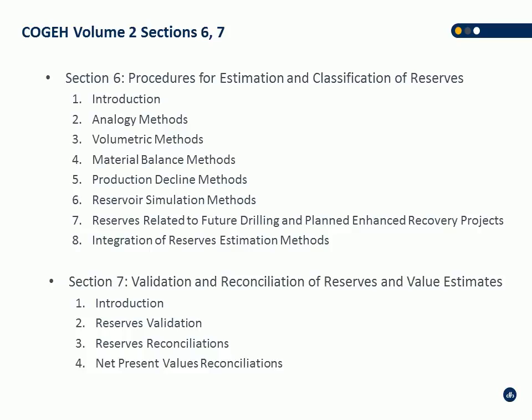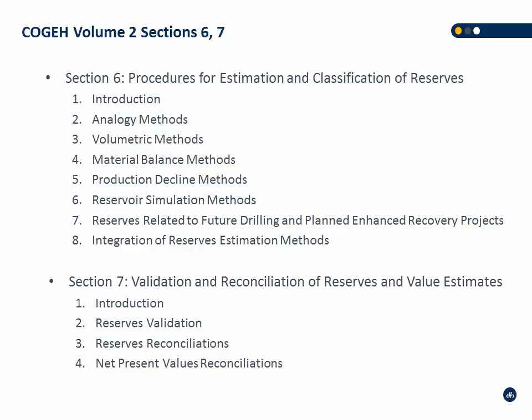So section 6 in volume 2 talks in much more detail about analogies, volumetrics, material balance, production decline, reservoir simulation, EOR, and integration of reserves. So again, we'll be going through a lot of this in the detailed course, and I don't want to spend too much time talking about it today. Analogy methods under COGEH: for a reservoir to be analogous, the parameters of your subject reservoir that you're trying to evaluate have to be as good or better in aggregate as the analogy you're trying to apply.